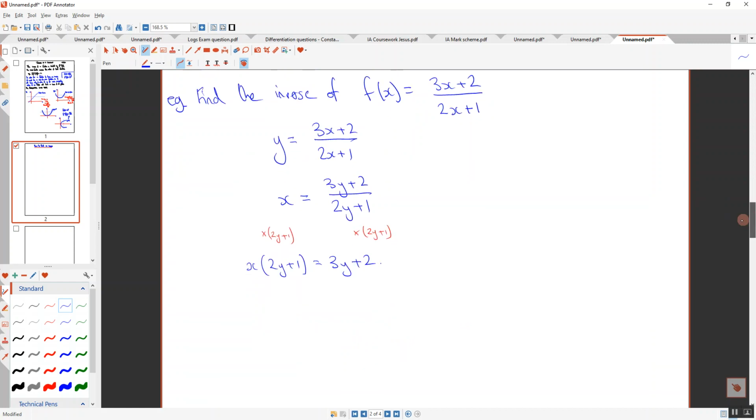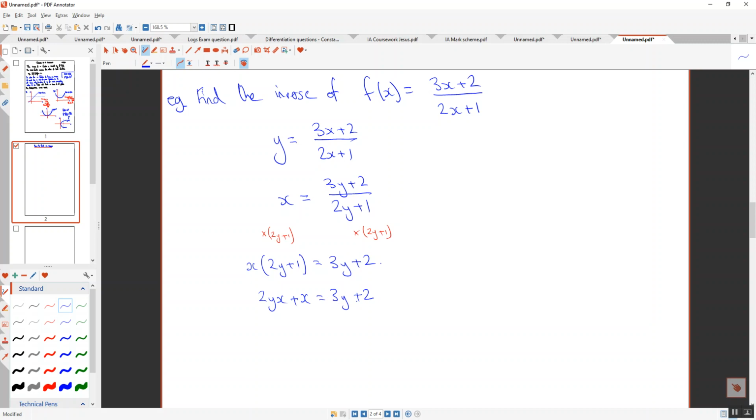Okay, expand the brackets, and thank you. 2xy or 2yx plus x equals 3y plus 2. Next.